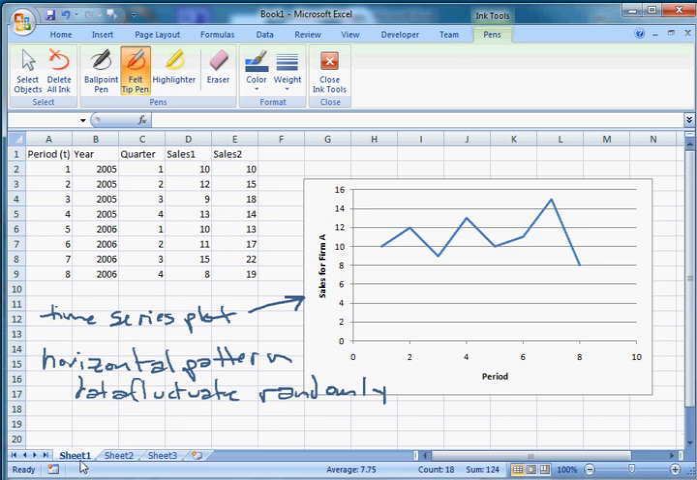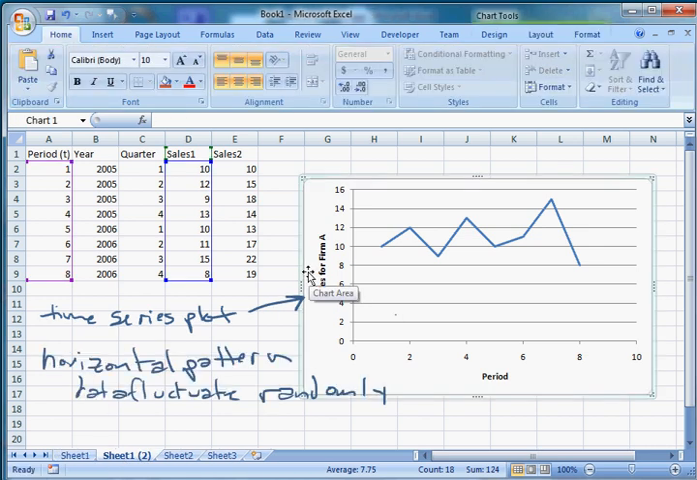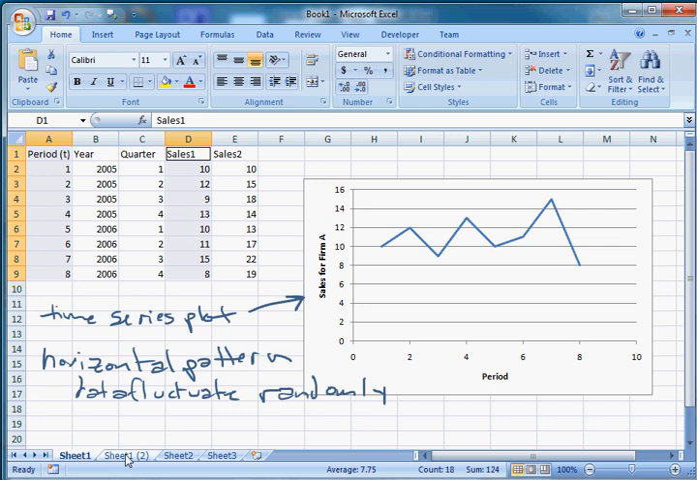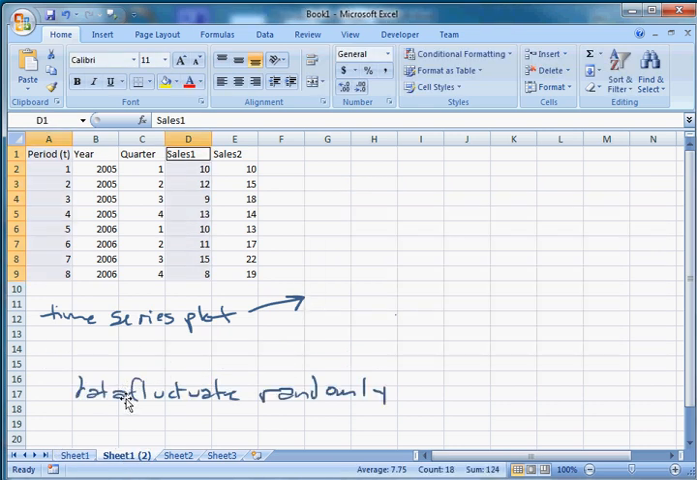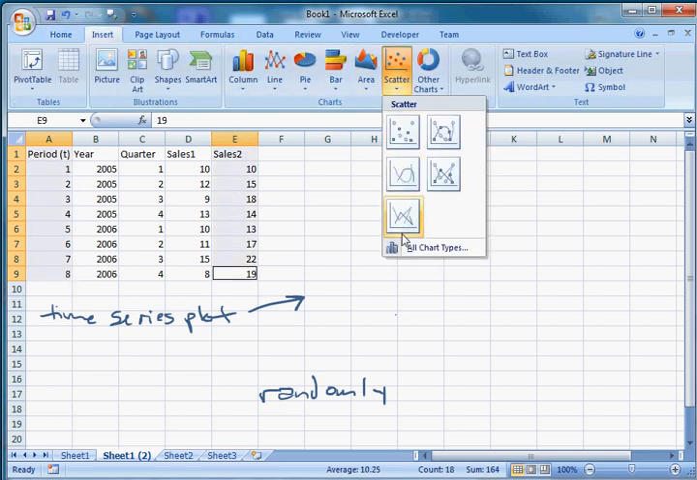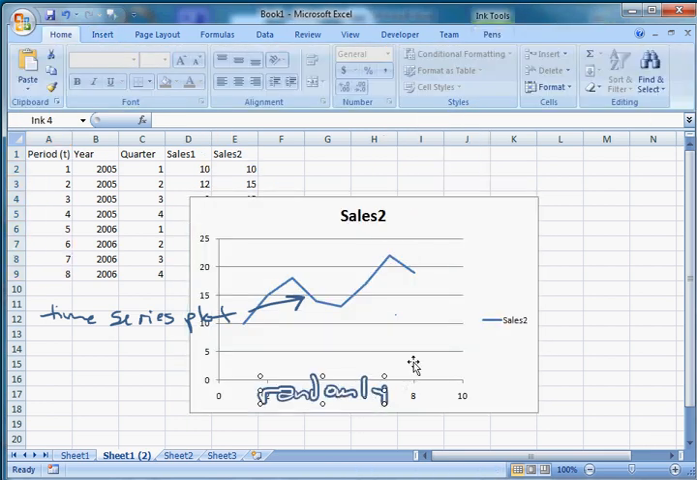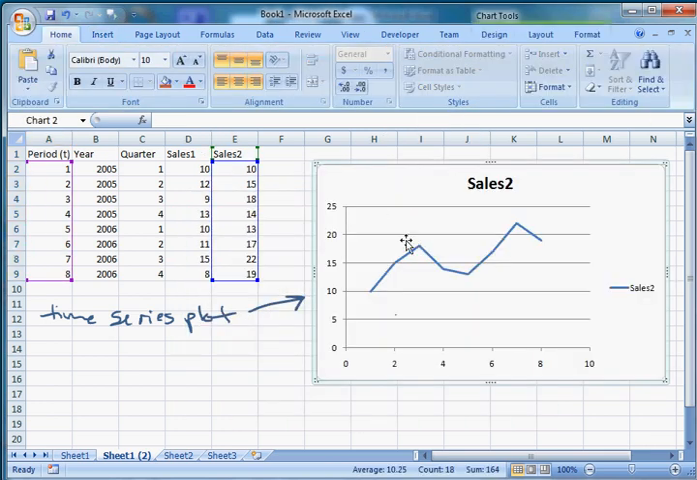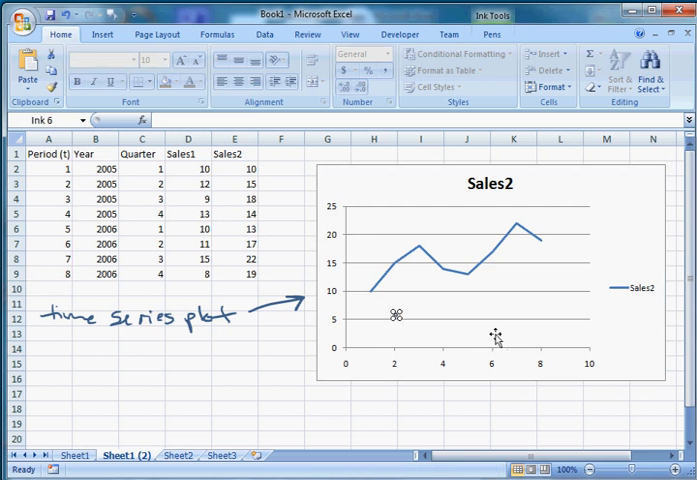Okay, now what other kind of patterns can we see? Well, let me copy this, so now I still have this sheet where we have our horizontal pattern. I'm going to introduce a new plot. What do we have here? Insert scatter. So this is sales for firm two. And what we have for firm two here is a few things.